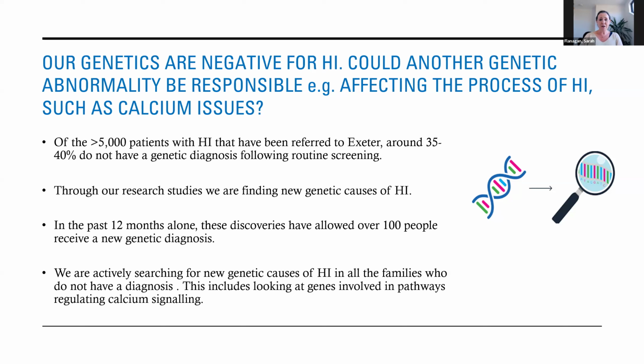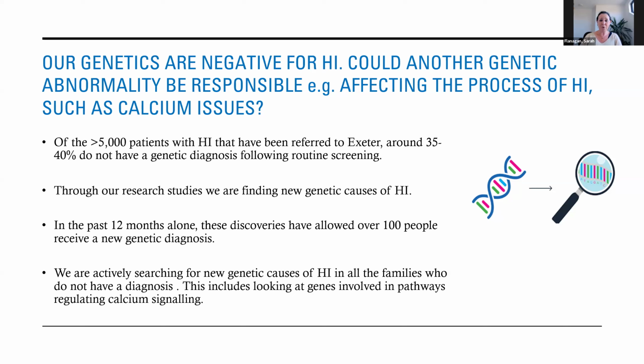So by way of some background, in Exeter, we've received samples from over 5,000 children with hyperinsulinism for genetic testing, and around 35 to 40% of those do not have a genetic diagnosis following routine screening. We know that many of those are likely to have a genetic form of hyperinsulinism, that we just haven't been able to pinpoint the exact genetic variant which is causing the HI in those families.